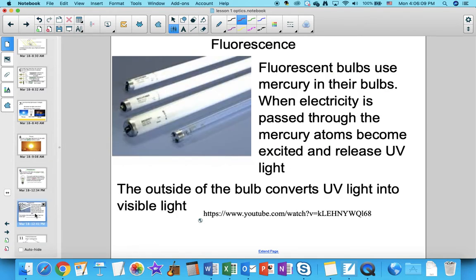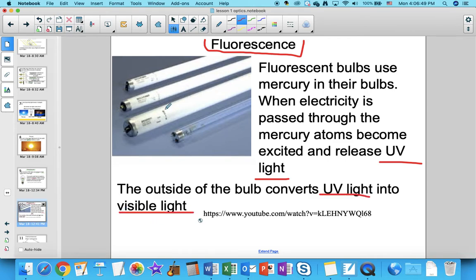Another man-made type of light is fluorescent light. Fluorescent bulbs use mercury in their bulbs. When electricity passes through the mercury, the atoms become excited. And what that means is they start to move around, and later on you'll learn that electrons move up. Well, eventually everything that goes up must come down. So the electrons need to come down. And when they do, they release UV light. Well, there's a thin layer along the inside of a fluorescent bulb. And what that thin layer does is it converts UV light into visible light.